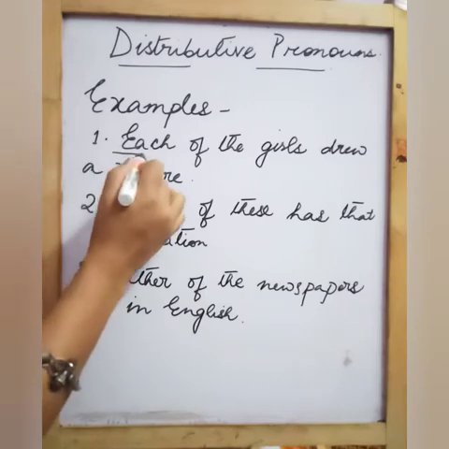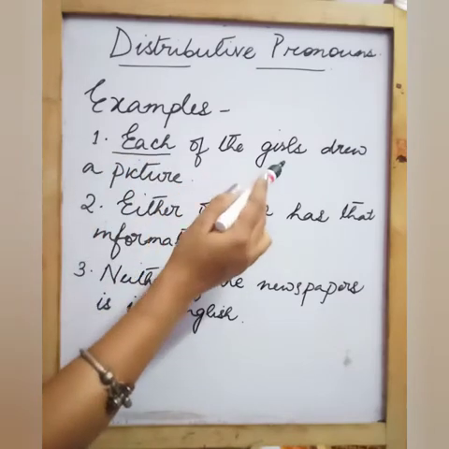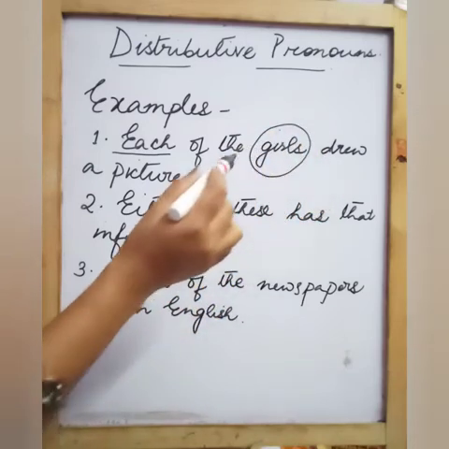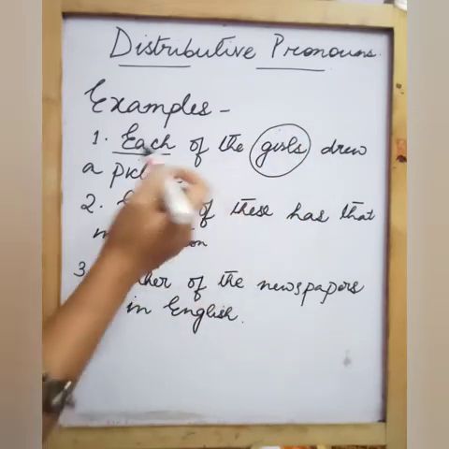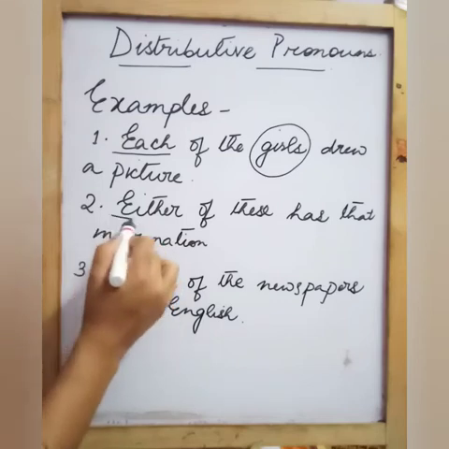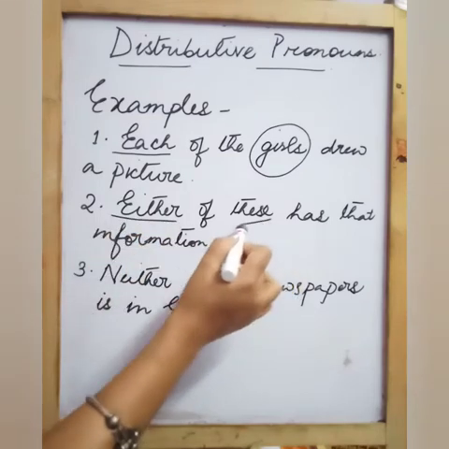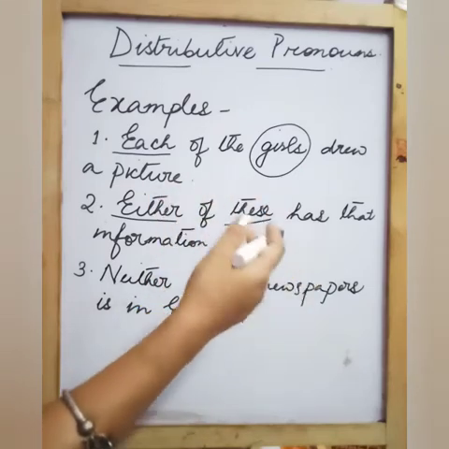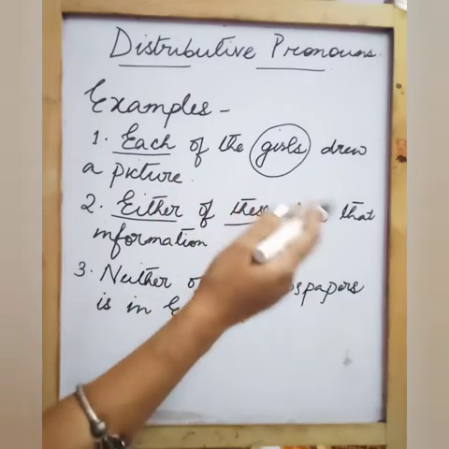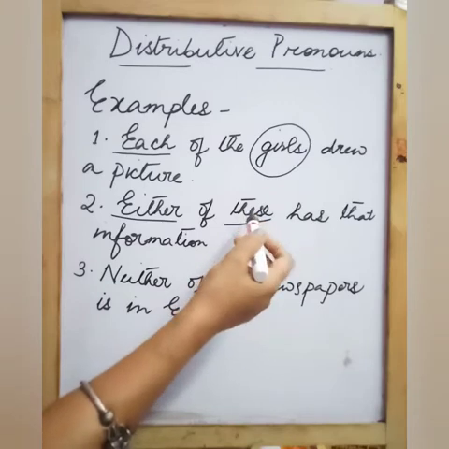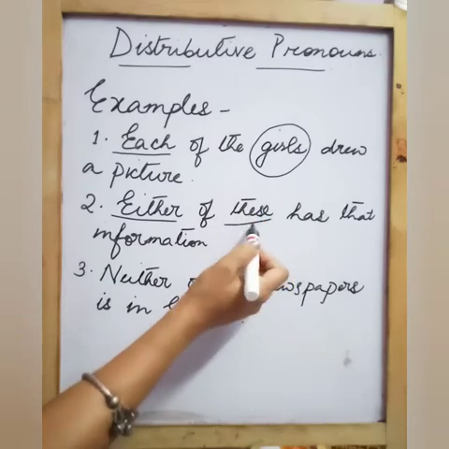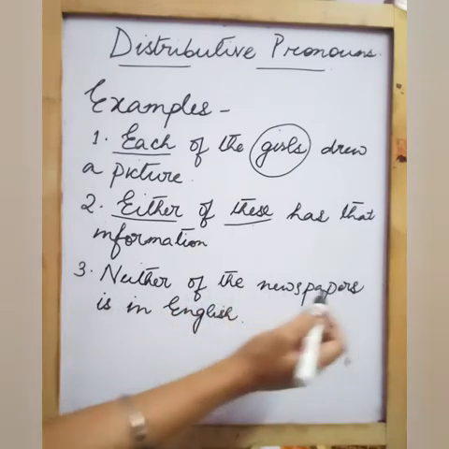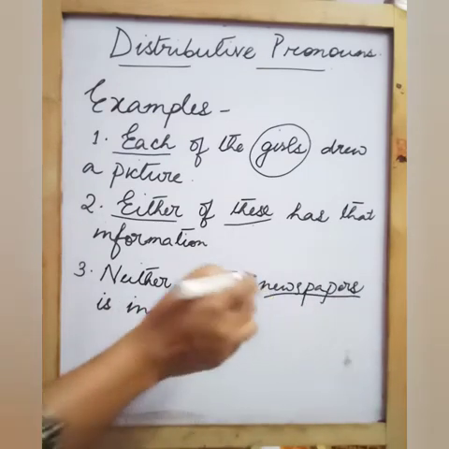Say each of the girls. This one is what? This is a noun which is plural. All right. Now here also see either of these. These means what? We are mentioning maybe a place or a thing. Either of these has that information. It can be anything. It's a pronoun, isn't it? But it is in plural. Neither of the newspapers is in English. So here also see the noun newspapers is in plural.